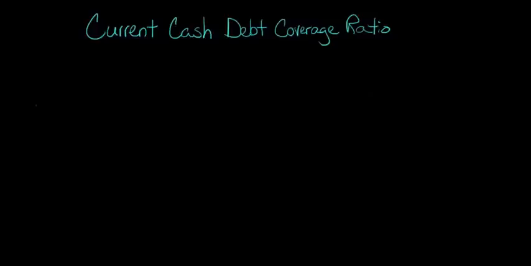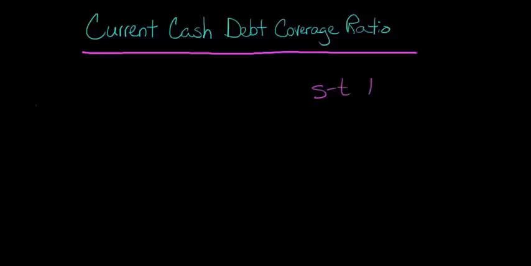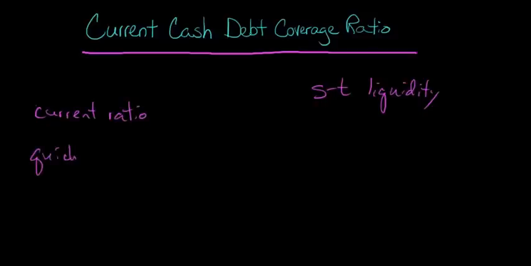In this video, we're going to talk about the current cash debt coverage ratio, which is an important measure of a firm's short-term liquidity. Now, you might be thinking, why do we need another measure of short-term liquidity? Don't we have things like the current ratio? And then we've also talked about the quick ratio, where we factor out the effects of inventory. Don't we have these things here? Why do we need another measure of short-term liquidity?